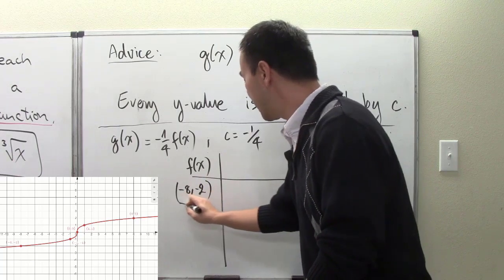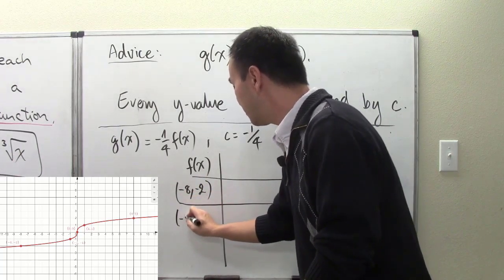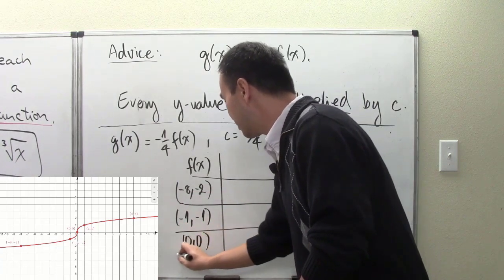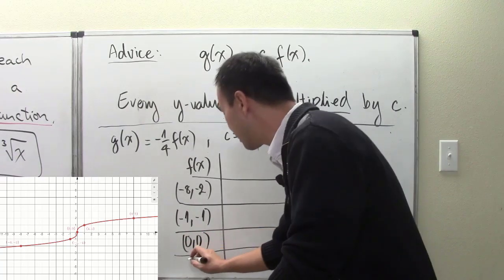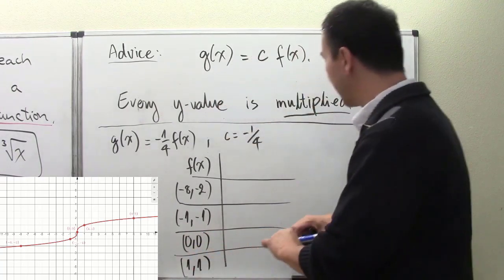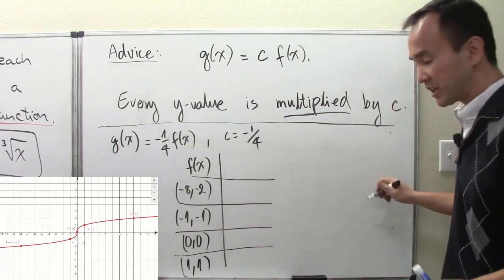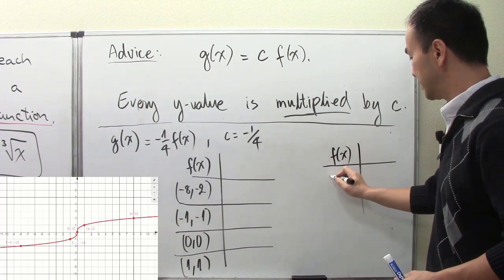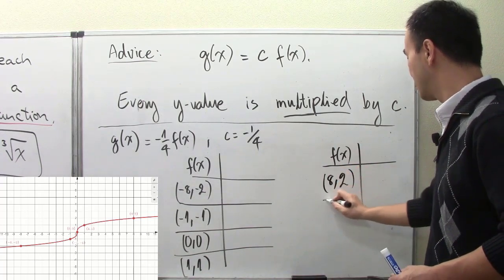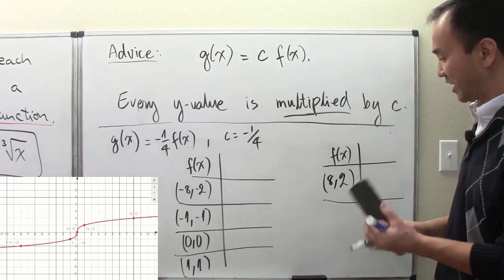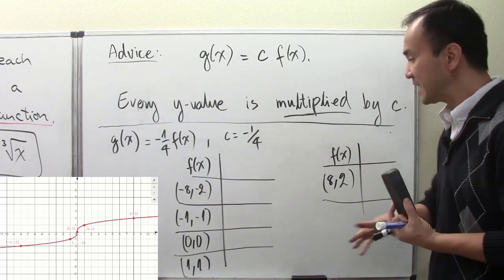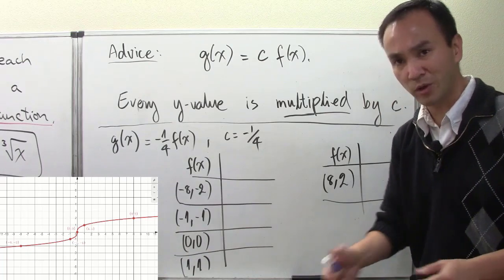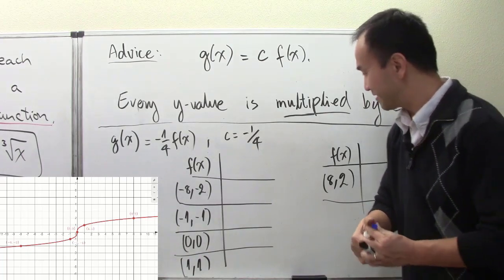Another point is -1, -1. Another is 0, 0. Another point is 1, 1. I'm running out of space a little bit, so allow me to extend my table to this side as a continuation of our table. Here there's 8, 2. Now that we have the coordinates for all of the guiding points, we are ready to calculate the transformed guiding points.